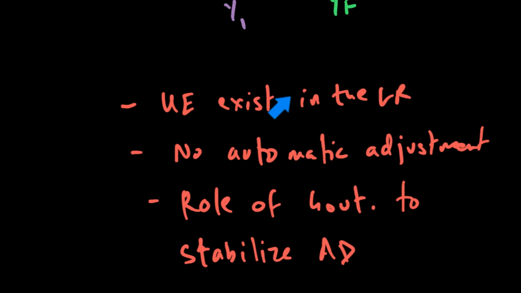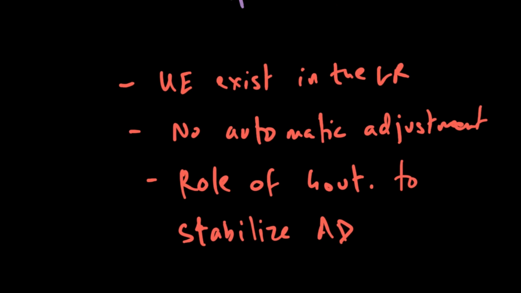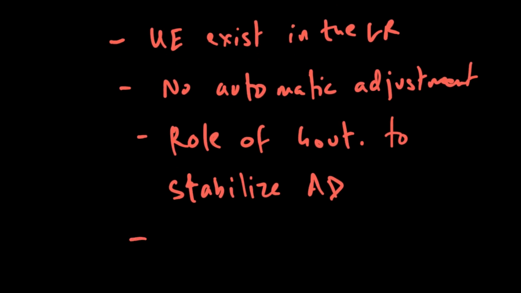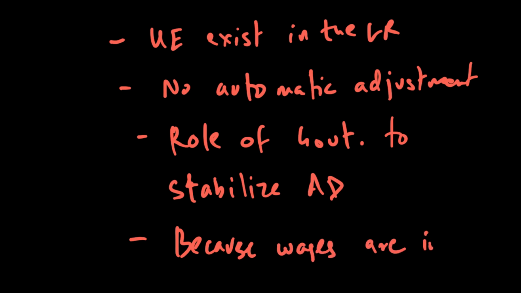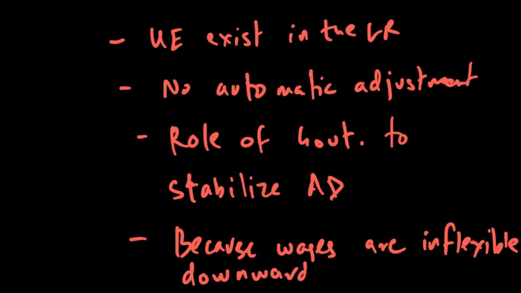And all of this stems from the fact that wages are inflexible downward. People don't want to take a wage cut. Employers don't want to give a wage cut, and therefore that's why between classical economists and the Keynesian economists, classical economists believe, let the market operate freely, because the market could operate without any government intervention.